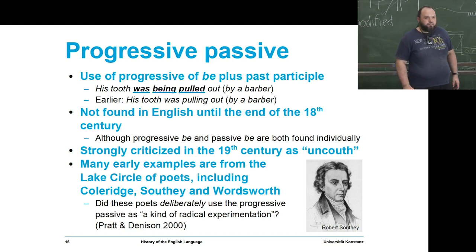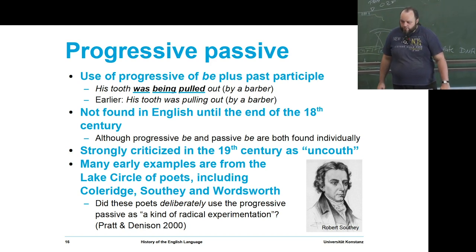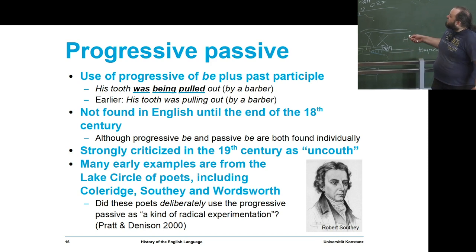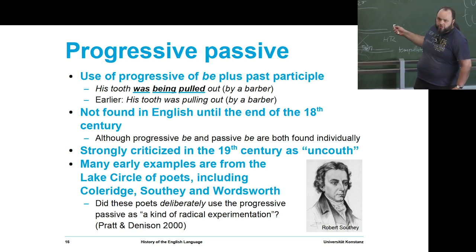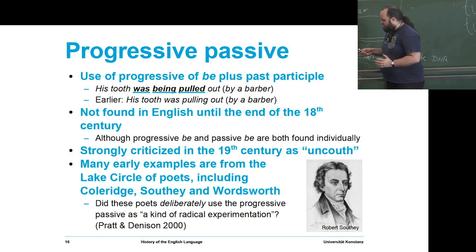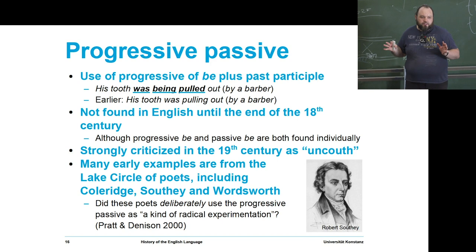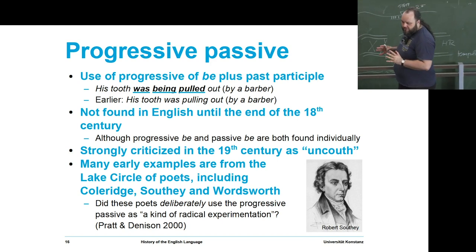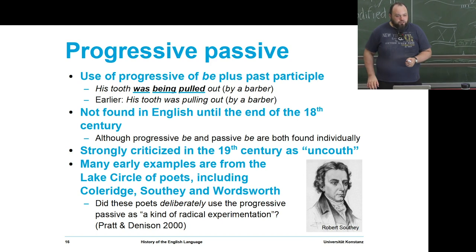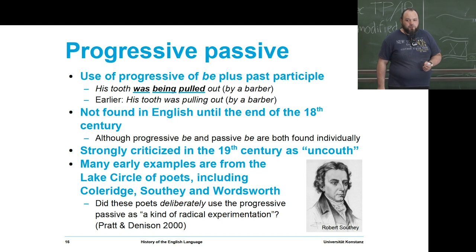What's interesting about the progressive passive, though, is that many of the early examples come from a particular group of poets. These are the Lake Circle of poets, including quite famous poets like Coleridge, Robert Southey, and William Wordsworth. And these poets particularly like the progressive passive. And it's been suggested, so you can read Pratt and Dennison if you're interested, that these poets, who were a very specific group of people, were really keen on using the progressive passive basically to annoy old people. That was their purpose here, right?